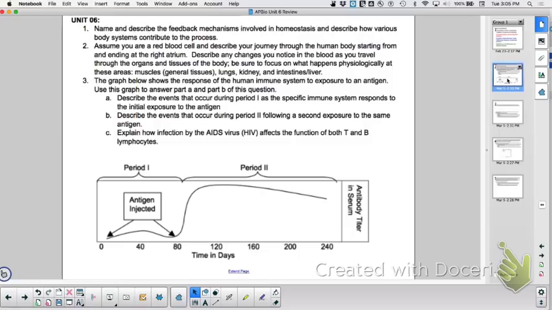And what does this tell you? This says antibody titer. It's measuring how much antibody is in your serum. What is this telling you? The second exposure, what?